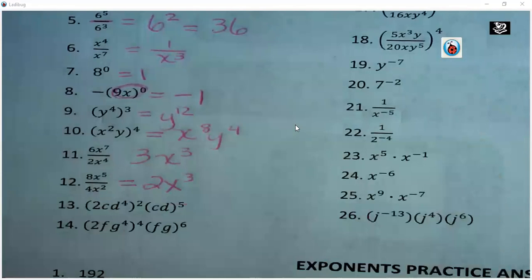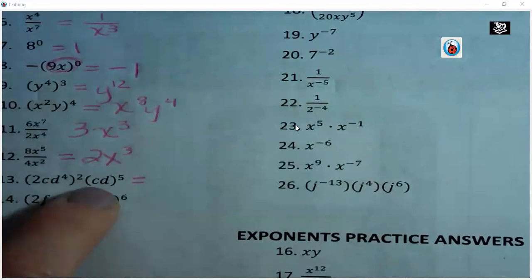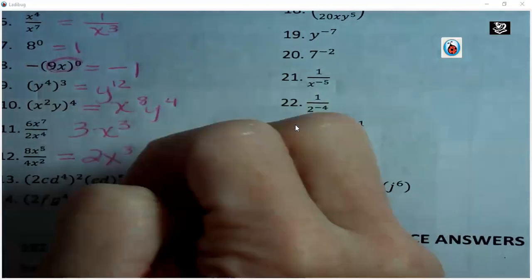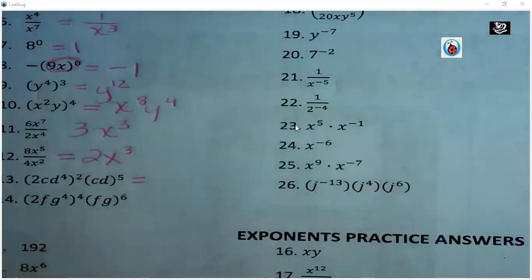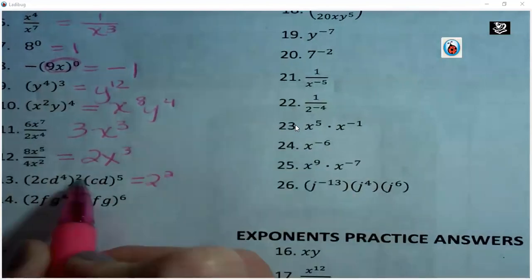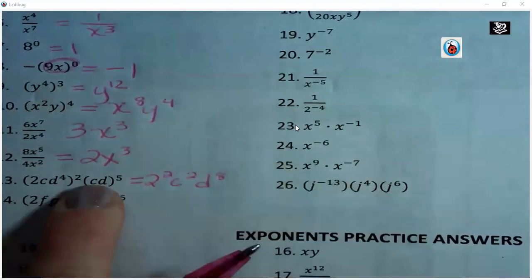Okay. Jacob K, 13 has a couple steps, so let's do it one step at a time, Jacob K. Let's do everything to the 2nd power and everything to the 5th power. So what would that give me for my first step, Jacob K? G to the 8th and C to the 2nd. Yeah, so 2 to the 2nd. So 2 to the 2nd, C to the 2nd, D to the 8th. And then what do I write for this one? C to the 5th and D to the 5th.